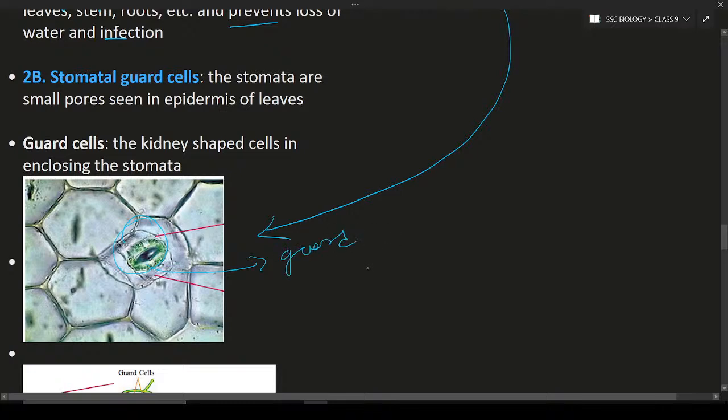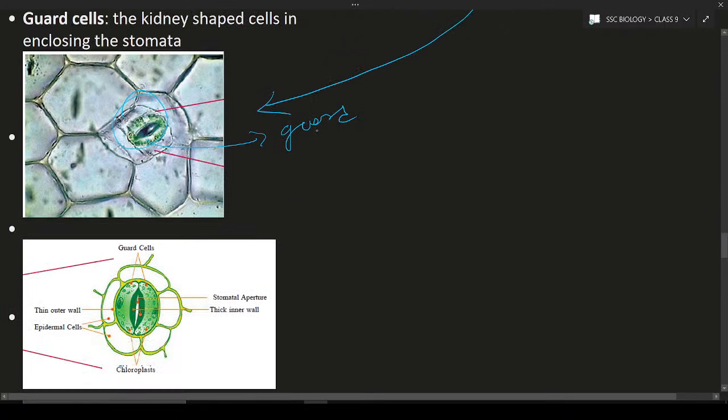If you clearly see how the guard cells look, they look in this way. The green colored portion in the center, the kidney shaped cells, are known as the guard cells. Guard cells look like a kidney-like structure, and they are present at the opening of the stomata. If you go through the guard cells, you will see a region that is known as stomata. So these are the cells, and these are the guard cells.